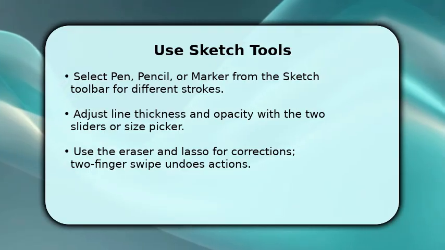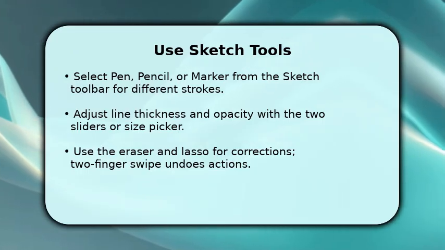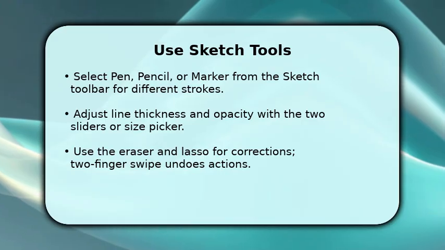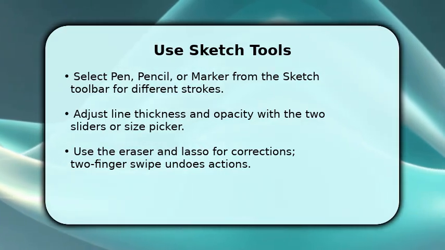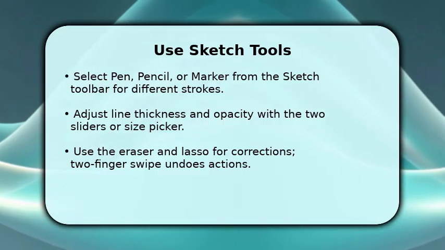Use the color picker to pick precise hues from the palette or custom color wheels. The eraser removes strokes, and the lasso selects regions for moving or resizing. Use a 2-finger tap to undo a mistake and a 3-finger tap to redo any change quickly.